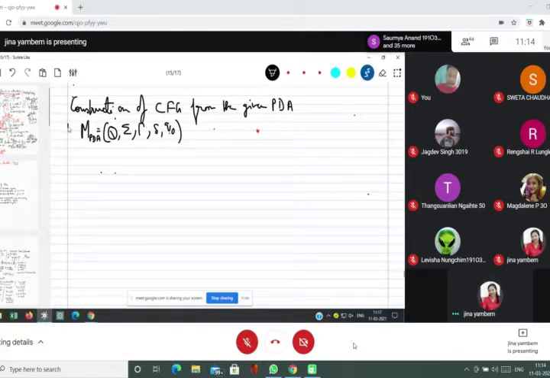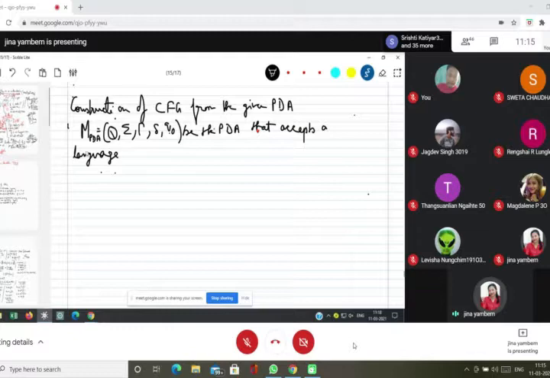Let M be the PDA that accepts a language by empty stack. If in the exam I provide you a PDA which accepts by reaching the final state, you just modify it a bit so that it accepts by emptying the stack, and then proceed.